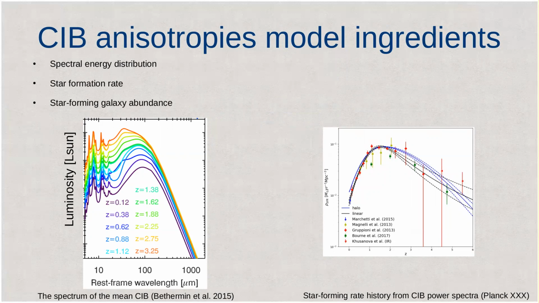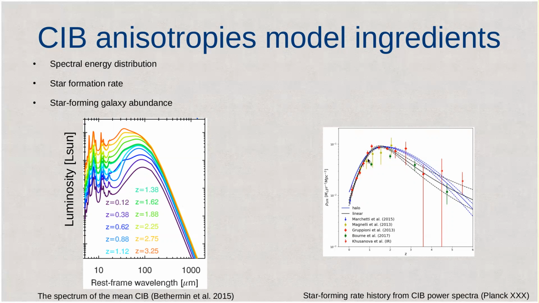As a summary, the CIB anisotropy model includes three ingredients: the spectral energy distribution, the star formation rate, and the star forming galaxy abundance. I did not show the last one in the previous slide, but it is modeled by the halo occupation distribution, or HOD, model. There are two plots here. The first one is the spectrum of the mean CIB, which shows the spectral energy distribution. This is a result from a previous multi-wavelength study. It shows the CIB luminosity at different rest frame wavelengths at different redshifts. And the right panel shows the star formation rate history from previous studies.